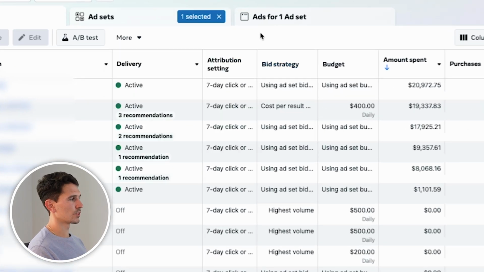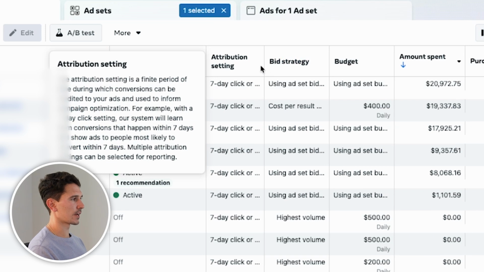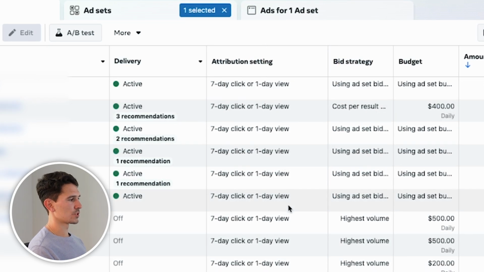The second column that's really important here is attribution setting. So this is just going to tell us what attribution setting we have in this account. A big part of the second half of this video is going to be the right attribution to set and actually how to optimize using different attribution modes, which, stick with me, is going to be critical, but you have to have these columns set up properly to actually optimize effectively.